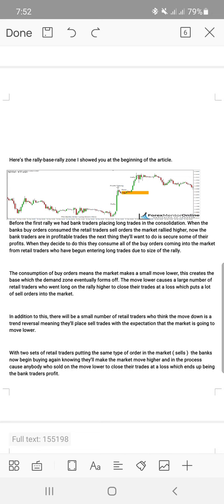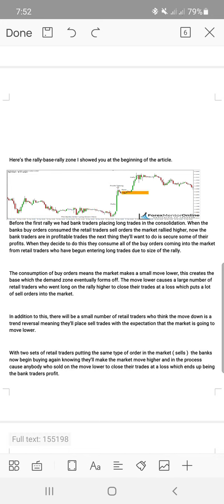Now in this diagram, this is the diagram for rally-based rally. Let me read through some of the things I wrote here. It says before the rally, we had the bank traders placing long trades in the consolidation. This was the consolidation, right? Then the bank traders place long buys, which is this, right, before this base. Now let me explain to you what is happening here.